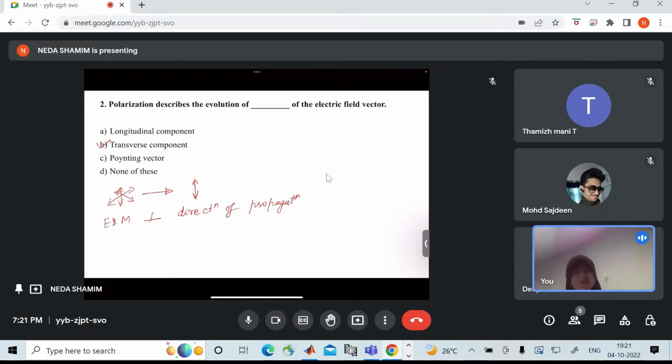So that way you cannot confine the motion of the vibrations of the electric field in one particular direction, because it is propagating in the same direction as the wave. But in our transverse wave, the E vector is perpendicular to the direction of propagation, and so we can see polarization in that. And so the polarization describes the evolution of the transverse nature. Okay, so now let's move on to the next question.